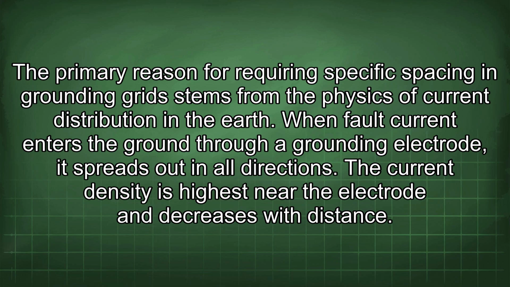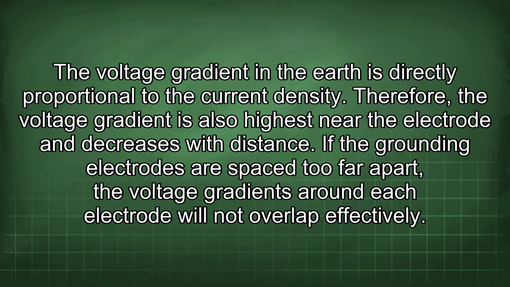The primary reason for requiring specific spacing in grounding grids stems from the physics of current distribution in the earth. When fault current enters the ground through a grounding electrode, it spreads out in all directions. The current density is highest near the electrode and decreases with distance. The voltage gradient in the earth is directly proportional to the current density. Therefore, the voltage gradient is also highest near the electrode and decreases with distance.